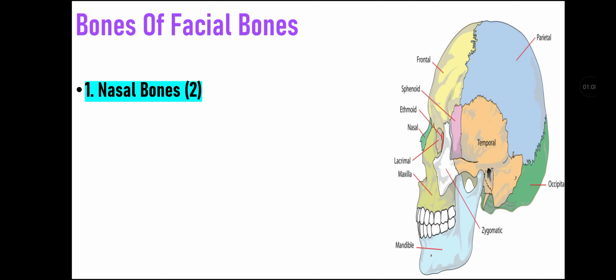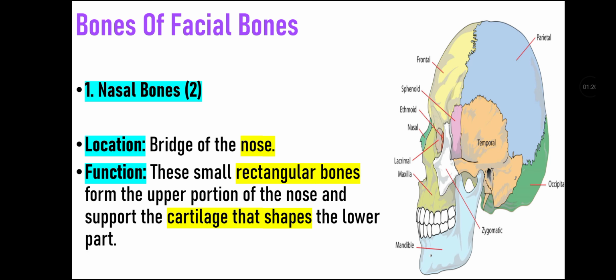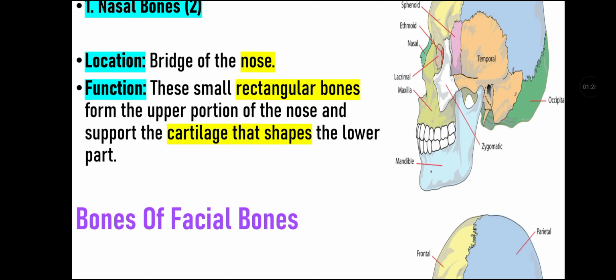First we have the nasal bone. Here you can see in the diagram the green color bone at the front is the nasal bone. This is a paired bone, that means there are two bones in every skull. Location is at the bridge of the nose, and its function is, as a small rectangular bone, they form the upper portion of the nose and support the cartilage that shapes the lower part.